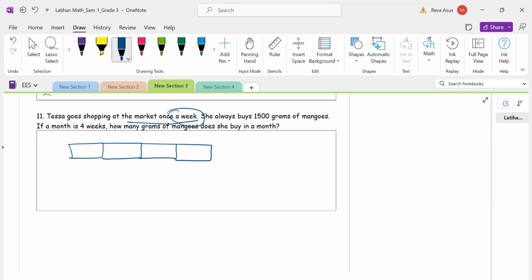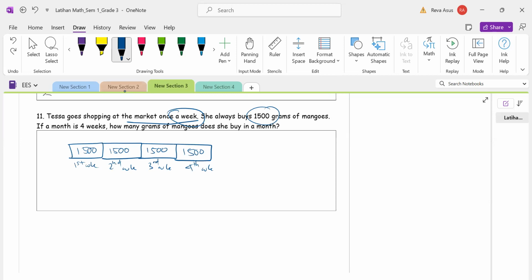In 1 week, she always buys 1,500. So each week, she buys 1,500. This is the first week, the second week, the third week, 1,500 grams of mangoes. The fourth week, 1,500 grams of mangoes as well. So how many grams of mangoes does she buy in a month? A month is 4 weeks.